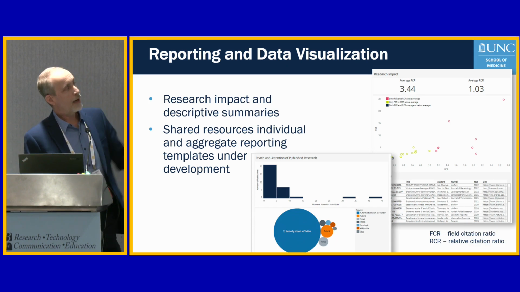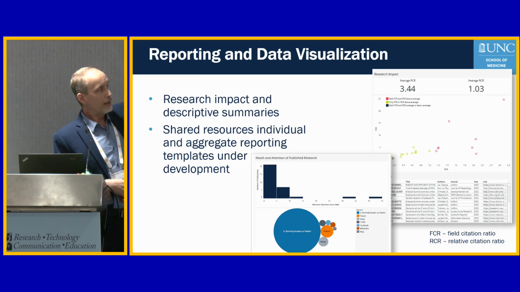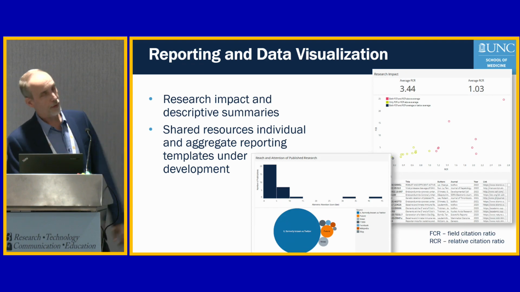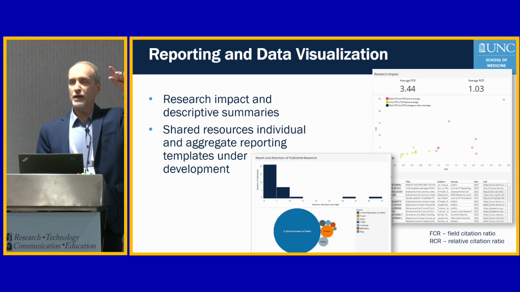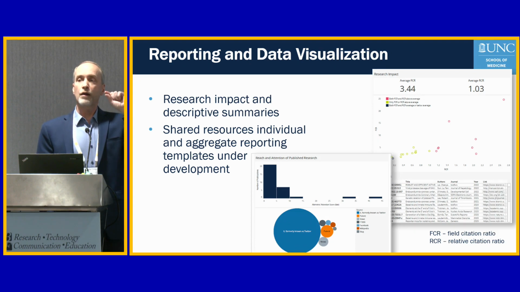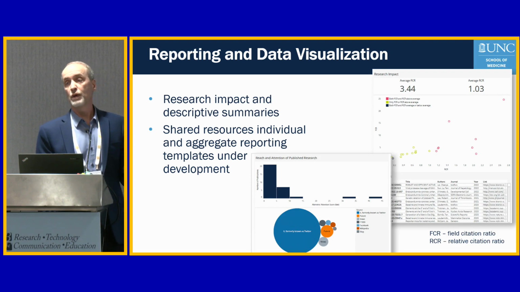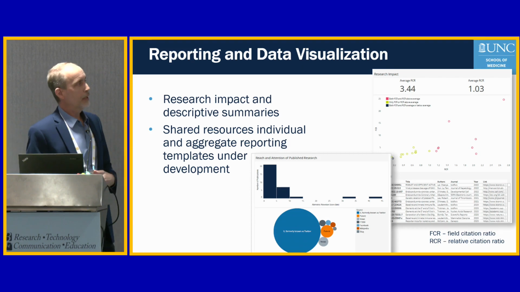And over here on the right, this is just an example of a bunch of papers. And this is plotting the FCR versus the RCR. And so that red dot way up in the right corner, that means that is a highly cited paper in the field. And it also has a very strong citation ratio compared to other papers that are funded by NIH in that area. And so you can demonstrate actual strength of citation from these kind of reports.